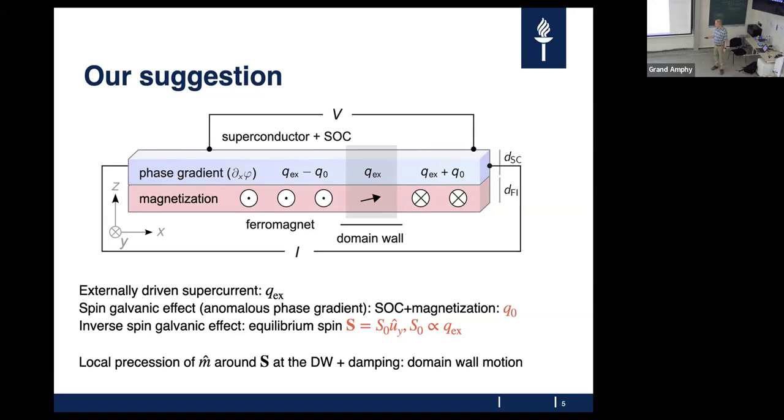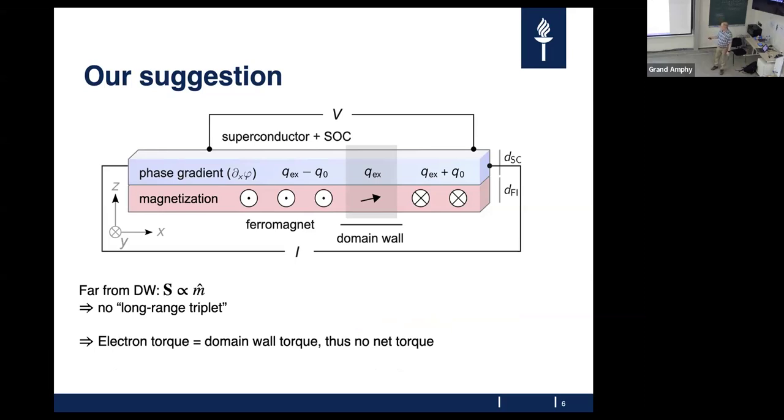And indeed, as I said, far away, the induced spin is proportional to the magnetization, and if you look into detail, this means that there is no long-range triplet, which has been pursued in other theories before. And in fact, there's another consequence of this, related to the normal metal analog. Namely, there is no net torque on the domain wall. Actually, the electron torque on the domain wall is exactly equal to the domain wall torque.